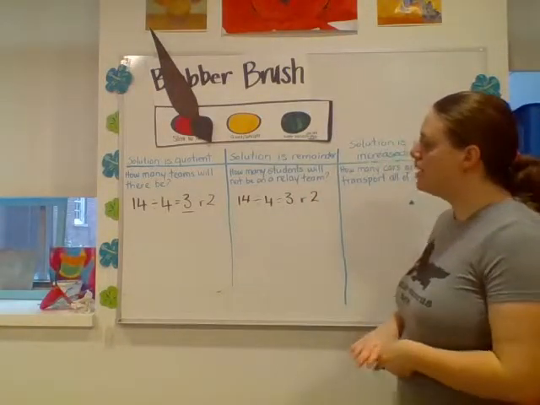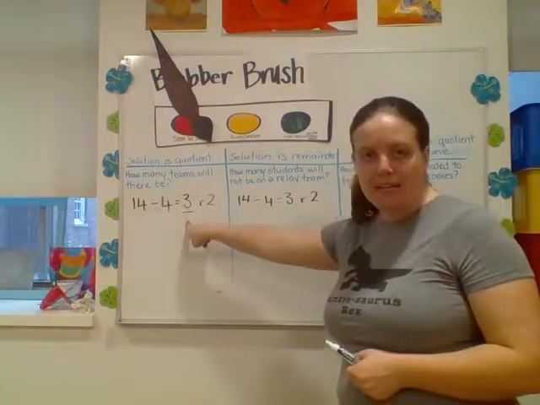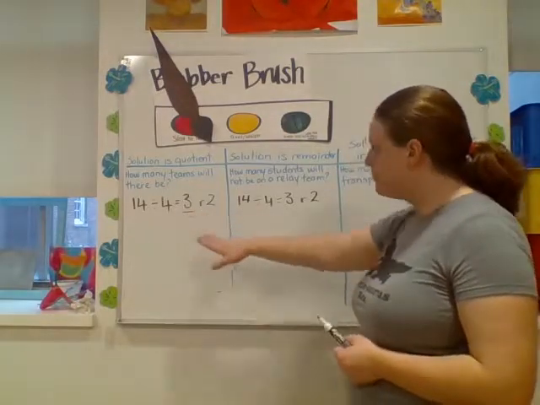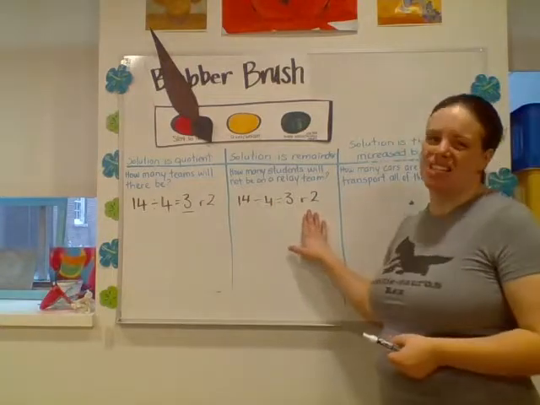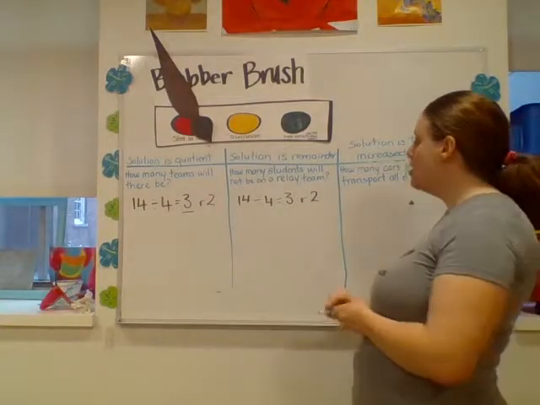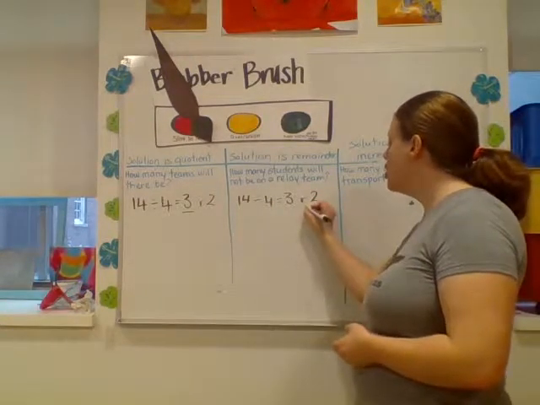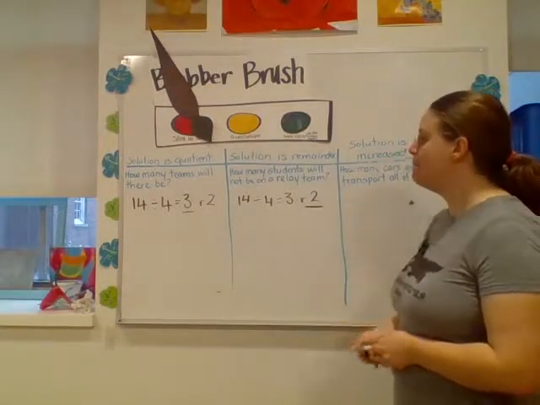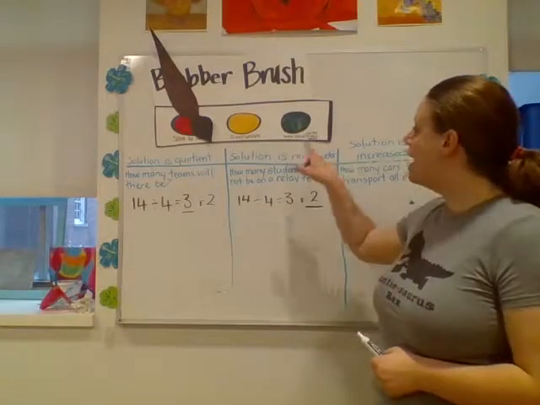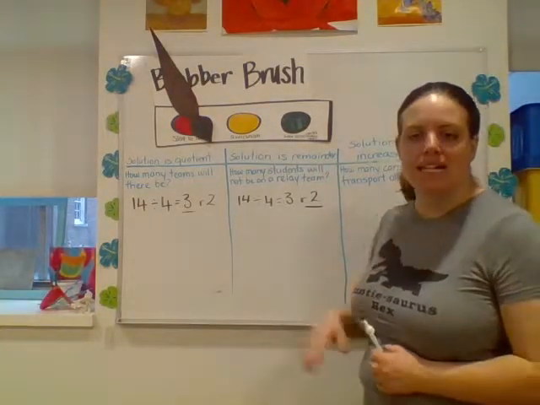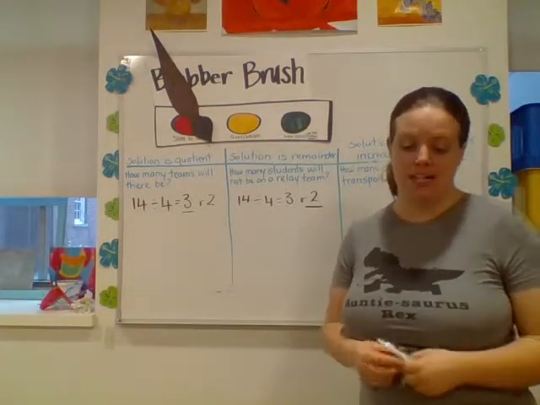But in this case, we're not talking about the students that are on a team. We're talking about the students that aren't on a team. So there are 2 students who are left without a team. So in this case, the answer would be 2. So our solution is our remainder. There are 2 students without a team.